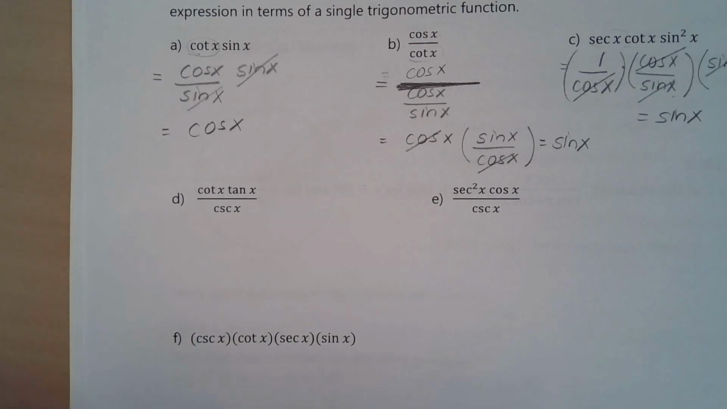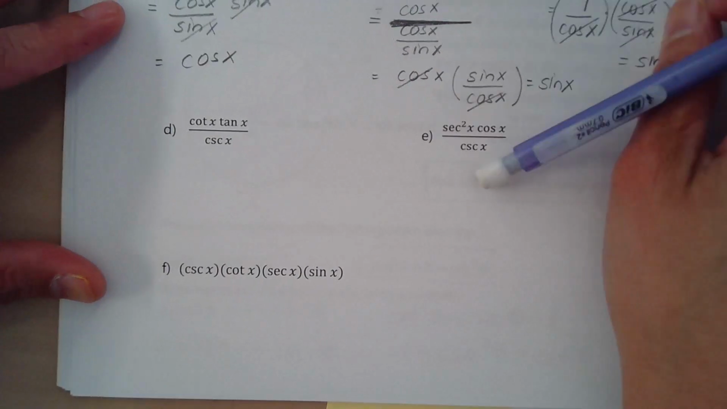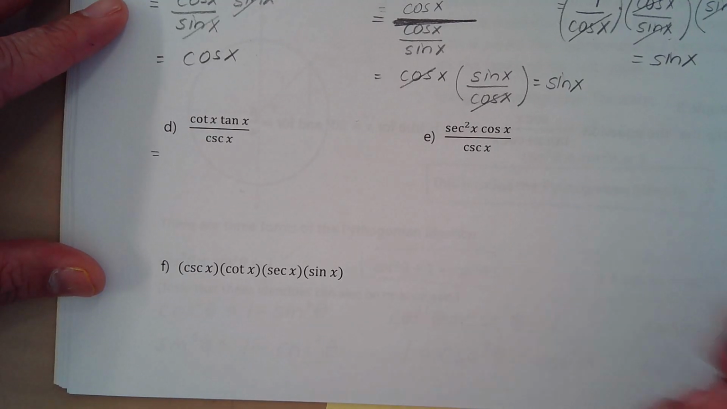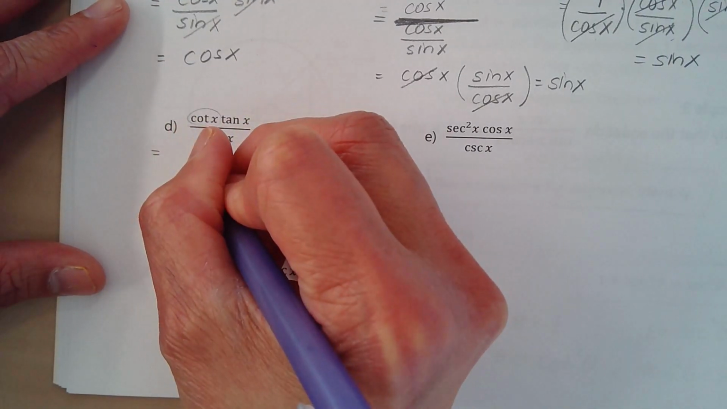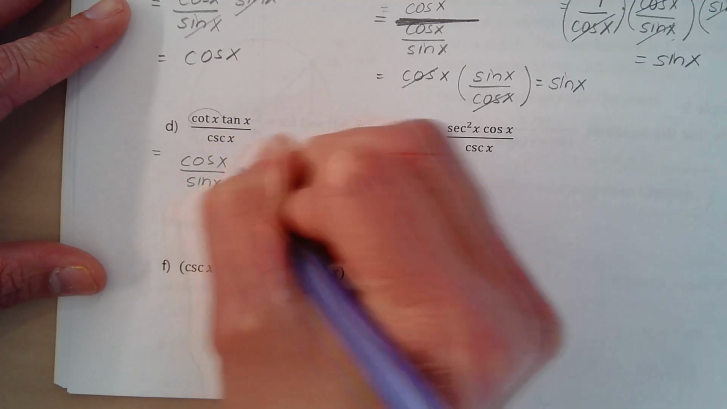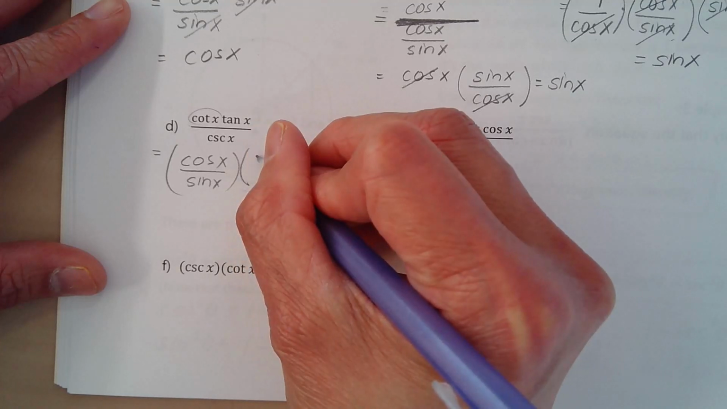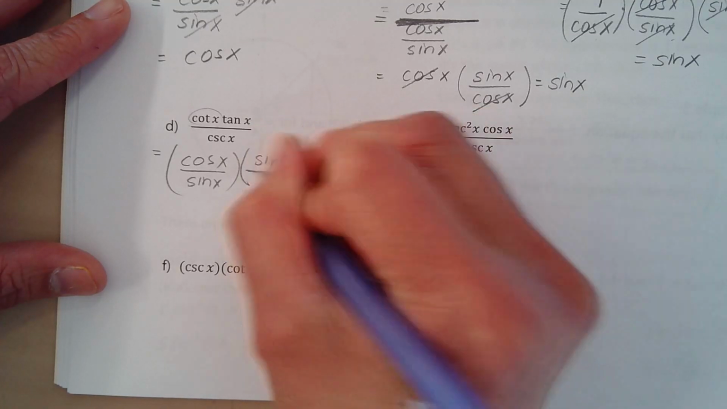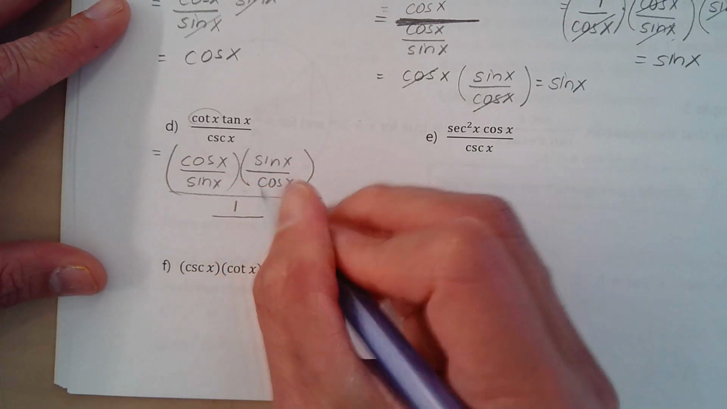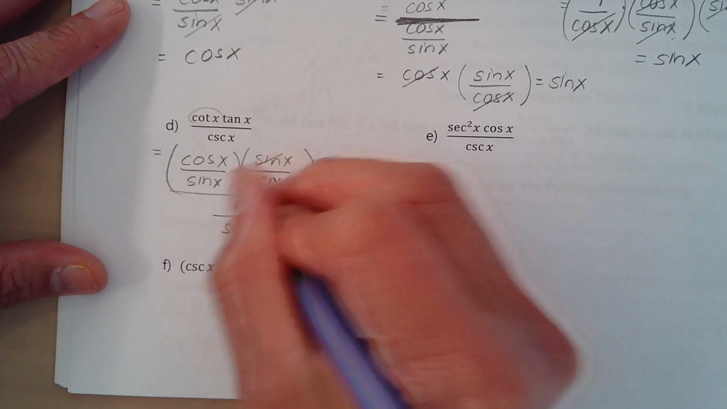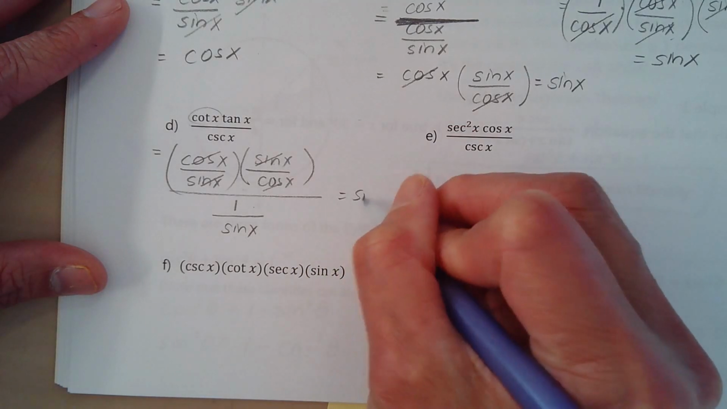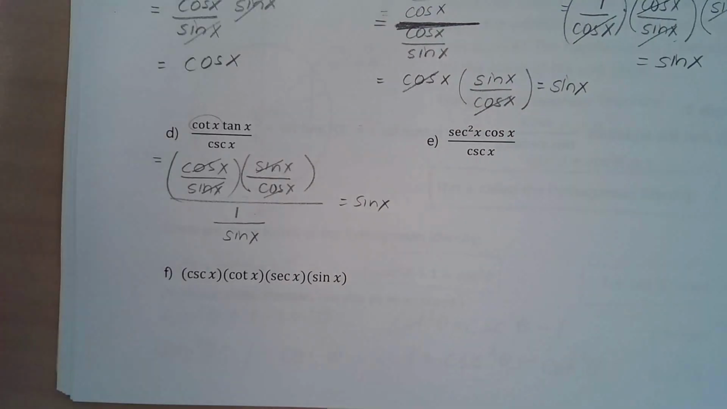Okay, so what did you get here? 4D? Did you get sine of x? Yeah. Okay, so cotangent of x is going to be cos of x over sine of x times tan of x, sine of x over cos of x, divided by 1 over sine of x. So this is just 1. 1 divided by 1 over sine of x is sine of x. Okay, go ahead and try letter E.